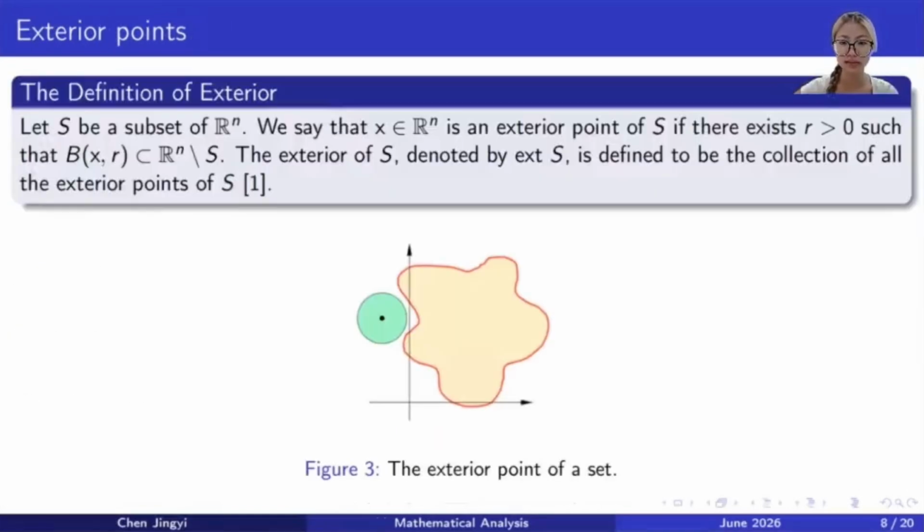Next, let's look at the exterior points and boundary points. Look at figure 3. An exterior point is the opposite of an interior point. A point is an exterior point if we can draw a small ball around it and the ball is completely outside the set S. This means the ball is inside the complement of S. We call this collection of these points the exterior of S, or ext S.